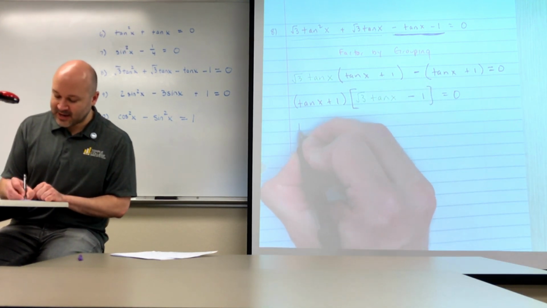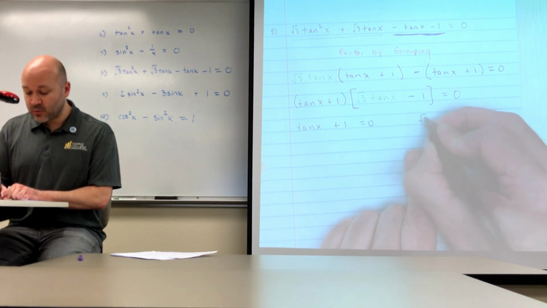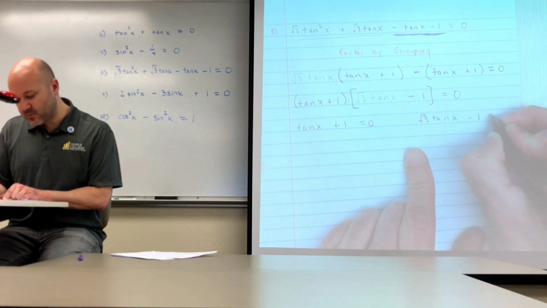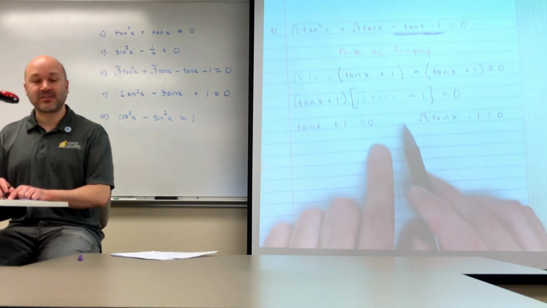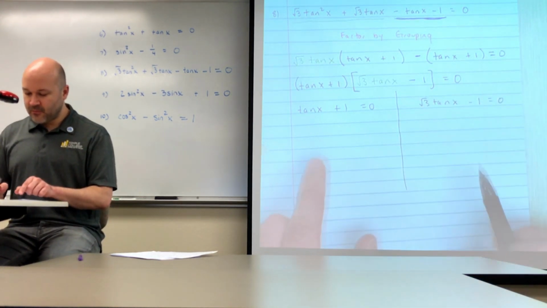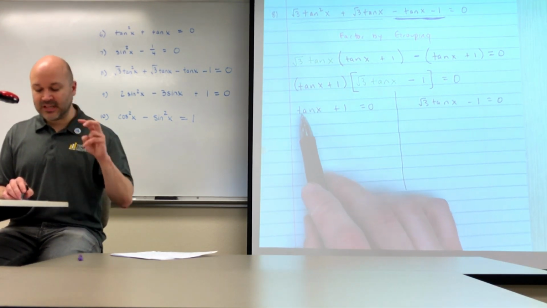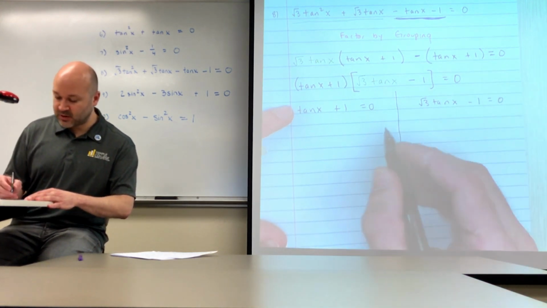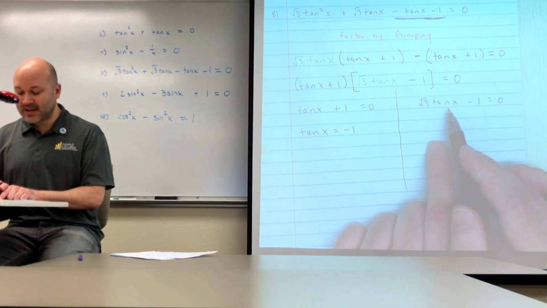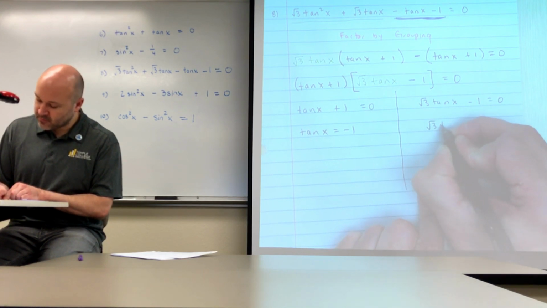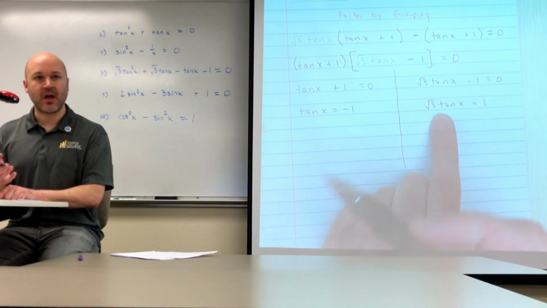So the first factor, tan x plus 1, equals 0. And then the second factor, the root of 3 tan x minus 1 equals 0. All right, now I can solve these independently. For the left-hand one, I've got a now linear trig function, so I'm going to kick over the 1 to the other side. So I have tan of x equaling negative 1. On the right, I need to add the 1 over, and then the right one has a coefficient of root 3, so I'm going to divide that off.